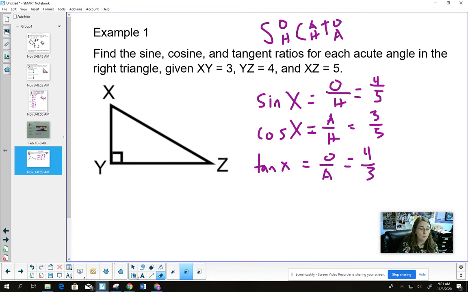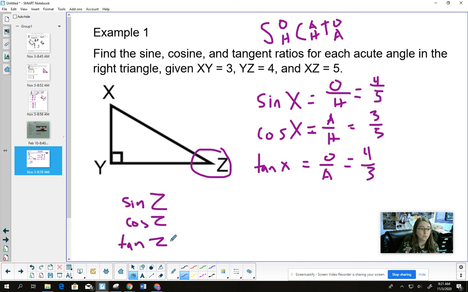You guys are going to try it one more time now in respect to z. So you should have sine z, cosine z, and tangent z. So we need to relabel our sides. You might want to erase your labels you had before because now the opposite and the adjacent are changing because now z is our perspective. So opposite, across from z, is going to be different than what's across from x. But go ahead and try it. The whole thing, get your fractions, label your sides, and then we'll check.